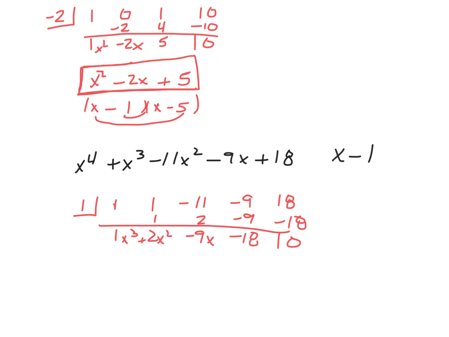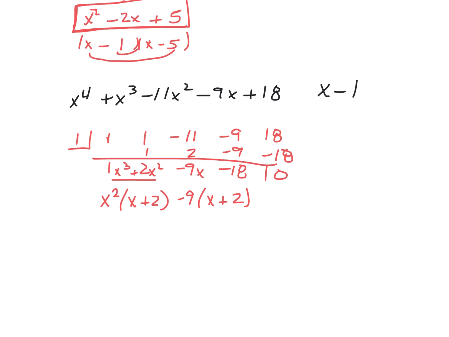All right, now previously we learned that if there are 4 or more terms, the only way you can factor this is by grouping. So doing this by grouping, these two terms, I could take an x squared out, which would leave me with x plus 2. Therefore, these two terms, I can take out an x plus 2, which would leave me with a negative 9. And therefore, I've got x plus 2 times x squared minus 9.